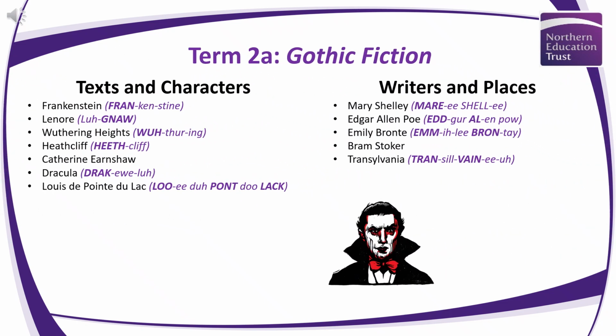Now again, in the Gothic fiction scheme, most of the names and places and writers are fairly straightforward, but there's a few just to check through. Now in the text Frankenstein, of course, we have Victor Frankenstein. In The Raven, we have the character Lenore. There's the text Wuthering Heights. And in that text, we have two characters. There's Heathcliff, and there's Catherine Earnshaw.